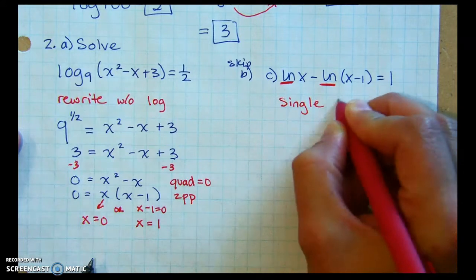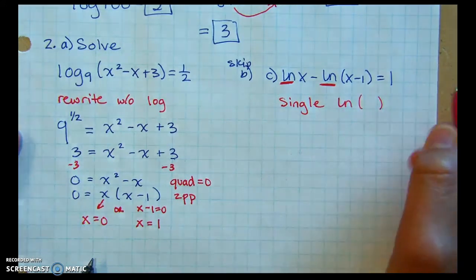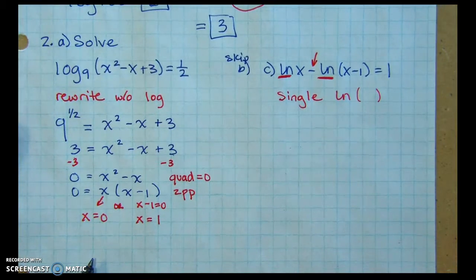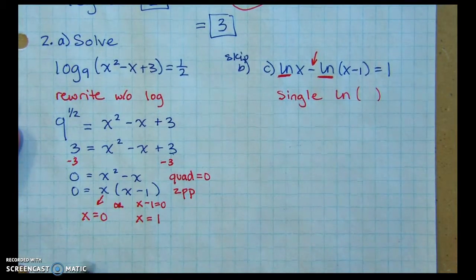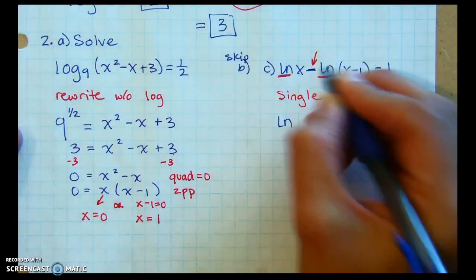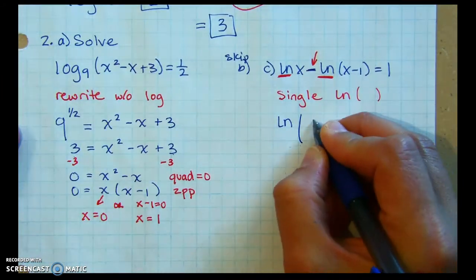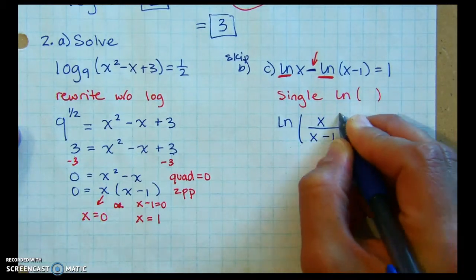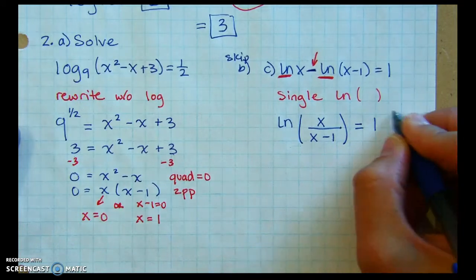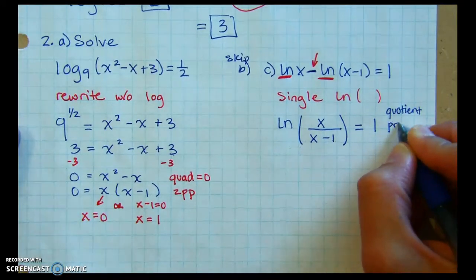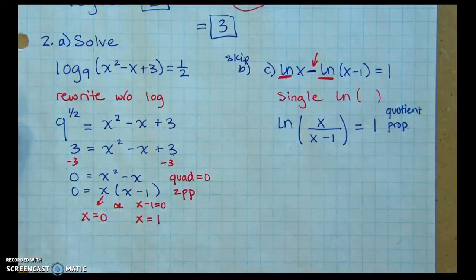So if we have to write it as a single ln and there's a subtraction between them, how are we going to write it as a single logarithm if it's a minus sign? We're going to divide. A quotient property, yes. So we're going to have x over x minus 1 equals 1. So that's called the quotient property of logarithms.